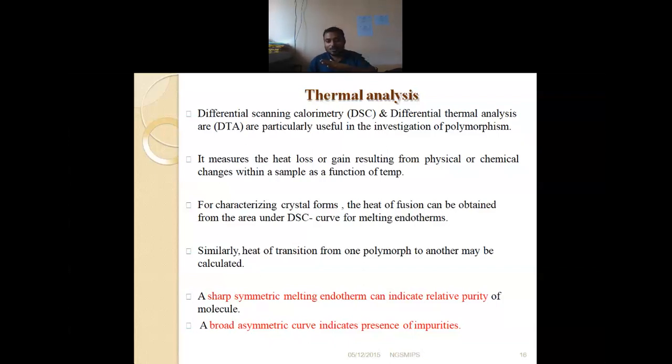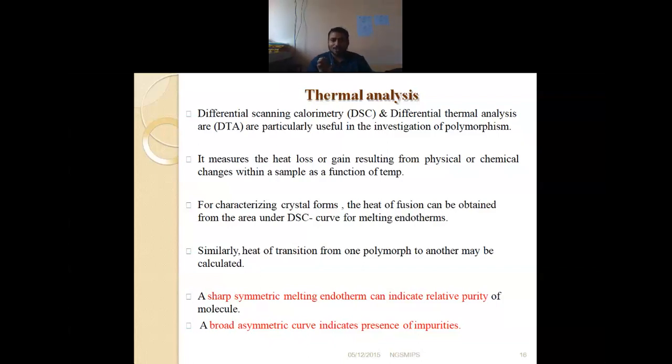The recorder is already attached to the DSC apparatus. When we keep the sample and run it for 15 to 20 minutes, it will show some peaks, that means endothermic peaks and exothermic peaks. By this process, we can understand the thermal behavior of that particular substance.